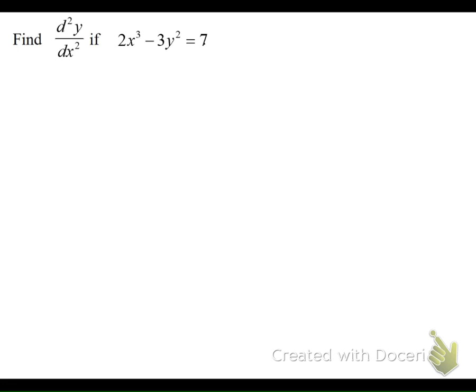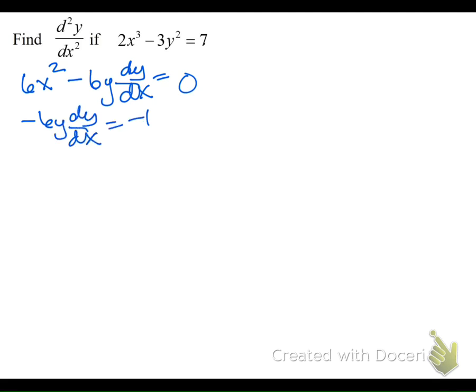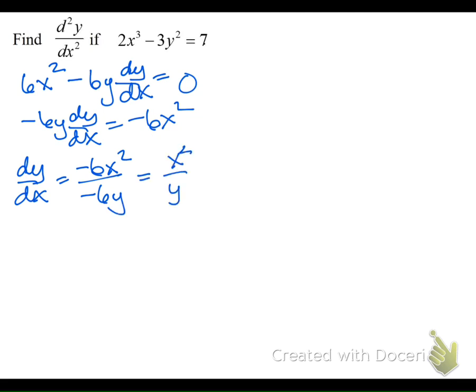To find the second derivative, I have to first find the first derivative. So here I go, first derivative, implicit differentiation. Derivative of 2x cubed is 6x squared. Derivative of 3y squared is negative 6y dy/dx. Derivative of a 7 is 0. Get the dy/dx by itself. Subtract 6x squared. Divide and we get dy/dx is equal to negative 6x squared over negative 6y. The negatives cancel, so I get x squared over y. So that is the first derivative.